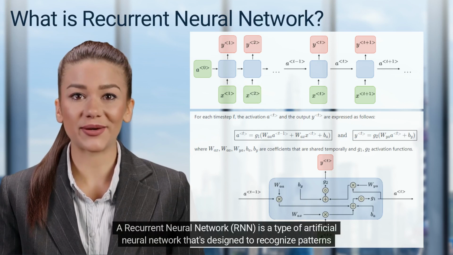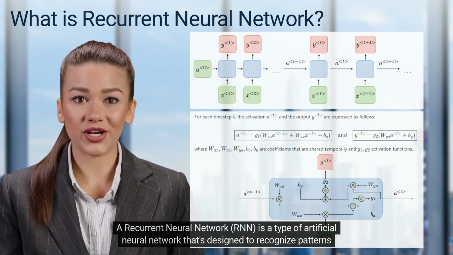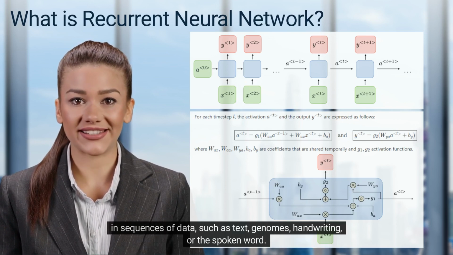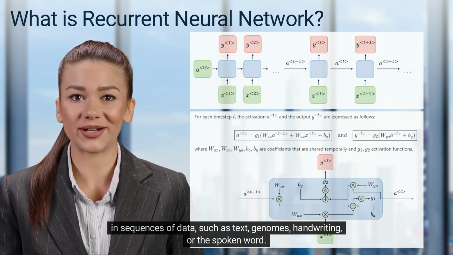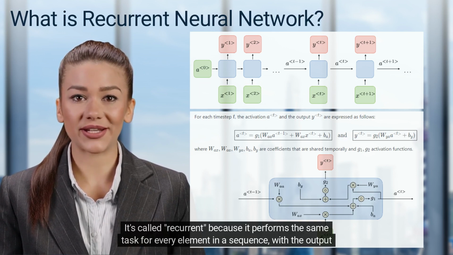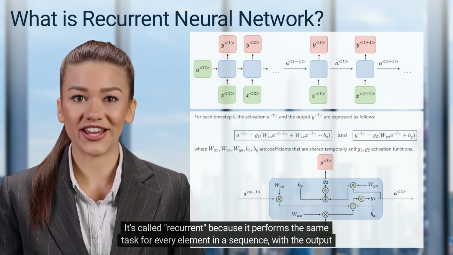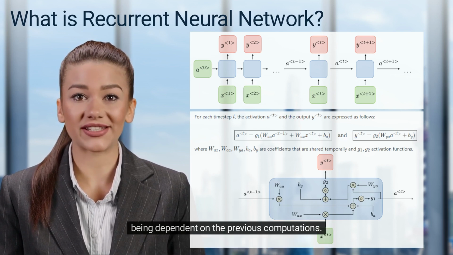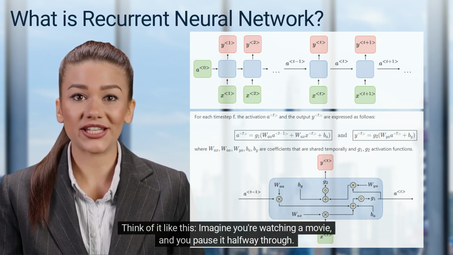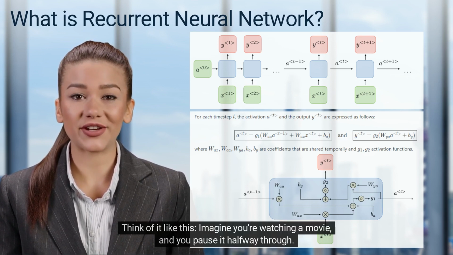A recurrent neural network, RNN, is a type of artificial neural network that's designed to recognize patterns in sequences of data, such as text, genomes, handwriting, or the spoken word. It's called recurrent because it performs the same task for every element in a sequence, with the output being dependent on the previous computations.